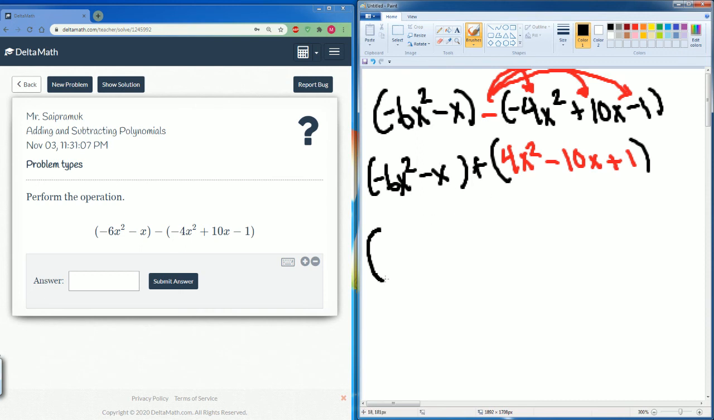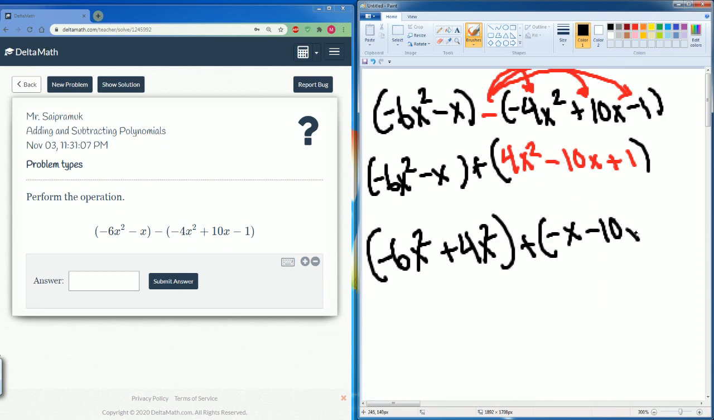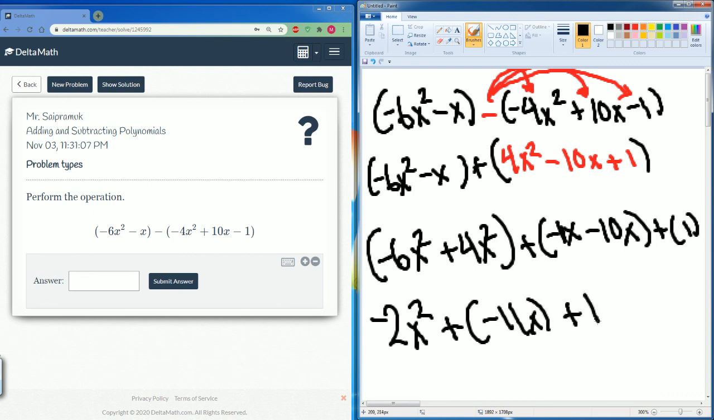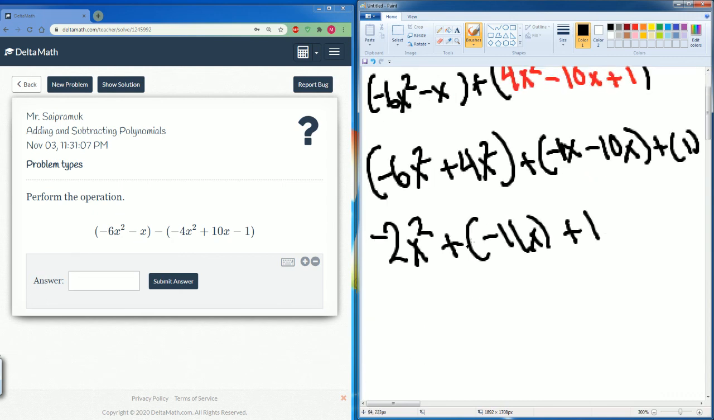Alright, combine your like terms. So you have negative 6x squared plus 4x squared. That's your x squared term. And then you have your negative x, and you have negative 10x. Then you add 1. Right? So these are all your like terms. Negative 6x squared plus 4x squared gets you negative 2x squared. There's actually a 1 here. Negative 1x minus 10x gets you negative 11x. And you're going to add 1. Alright? So you can see this as negative 2x squared minus 11x plus 1.